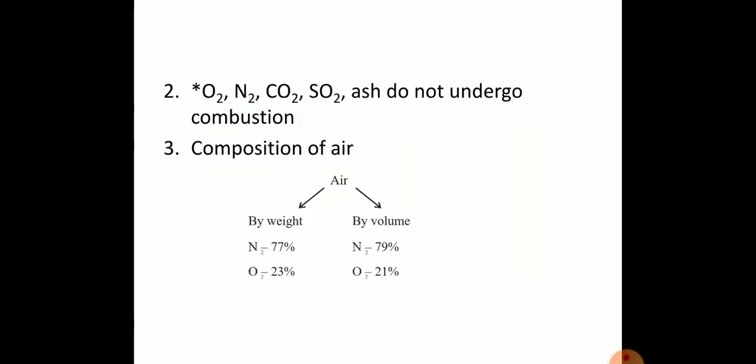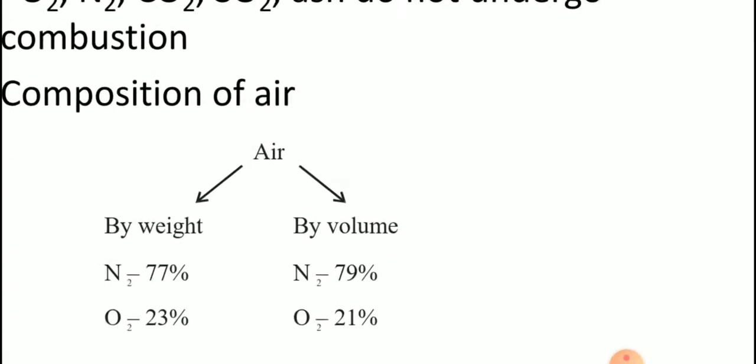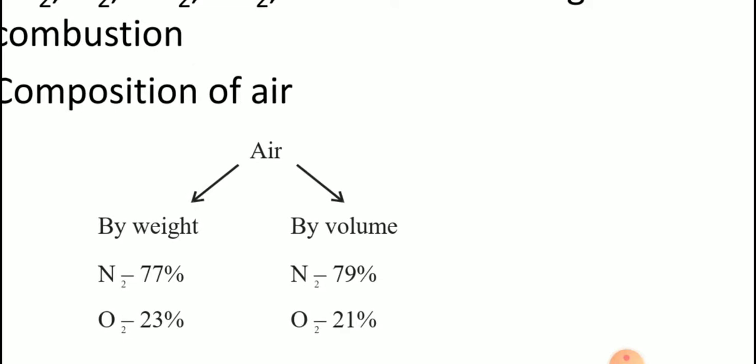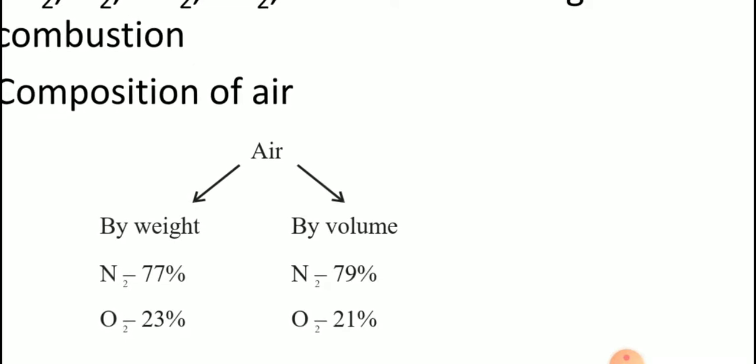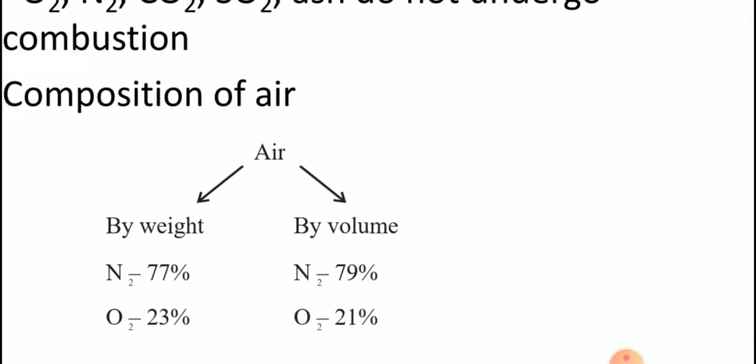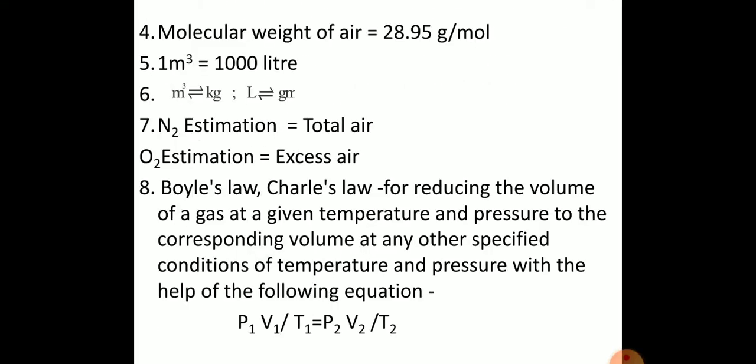Second important point, oxygen, nitrogen, carbon dioxide, sulfur dioxide and ash do not undergo combustion. It is important to note that oxygen assists in the combustion reaction but itself does not undergo combustion. Composition of air by weight: nitrogen 77, oxygen 23. By volume, it is nitrogen 79 and oxygen 21.